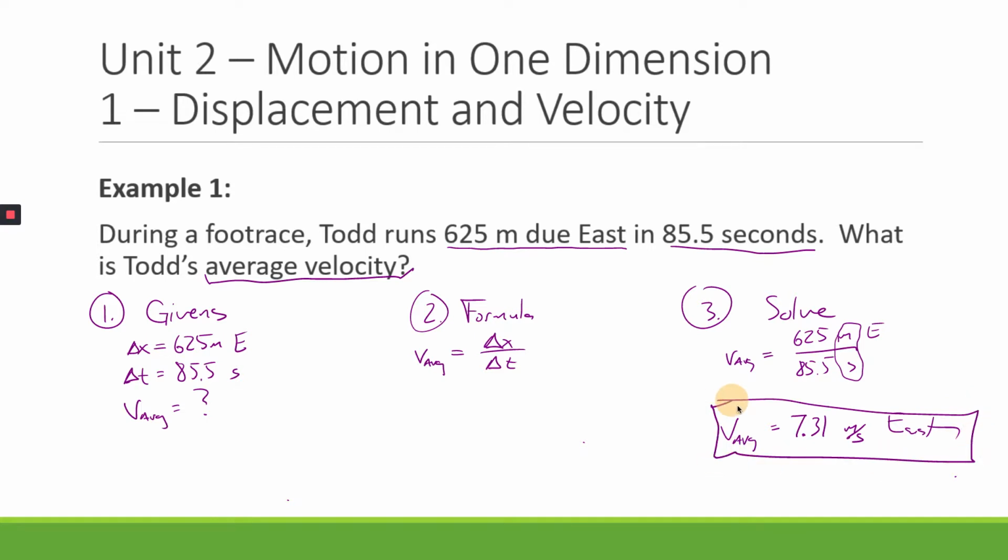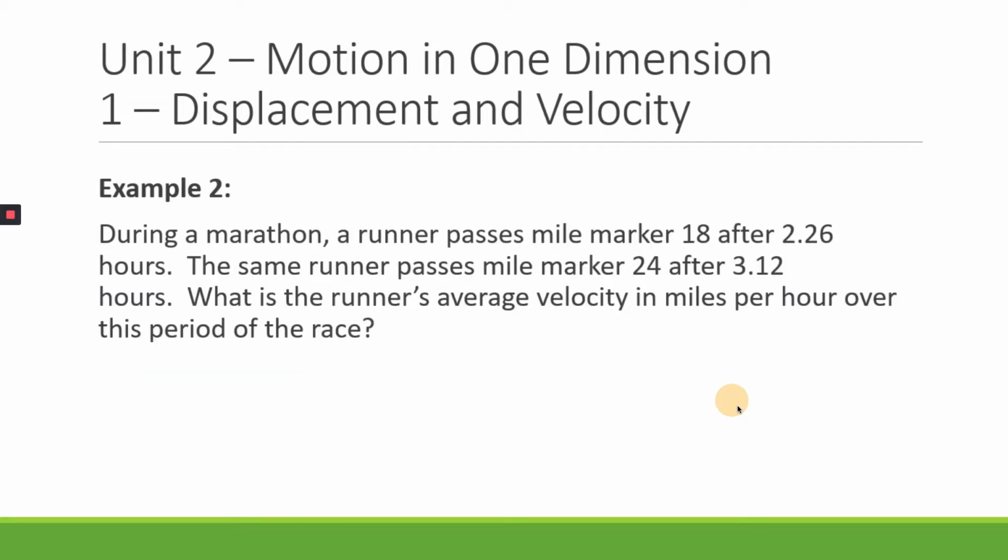All right, let's look at a more complex problem. Another race. We got a marathon. During a marathon, a runner passes mile marker 18 after 2.26 hours. The same runner passes mile marker 24 after 3.12 hours. What is the runner's average velocity in miles per hour over this period of the race? So, the easiest given to pull out of this is the unknown. So we are looking for V average. That's what we're looking for.